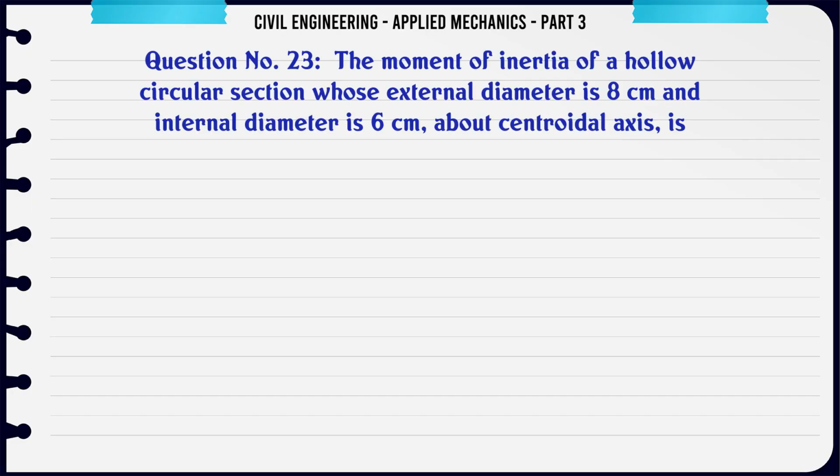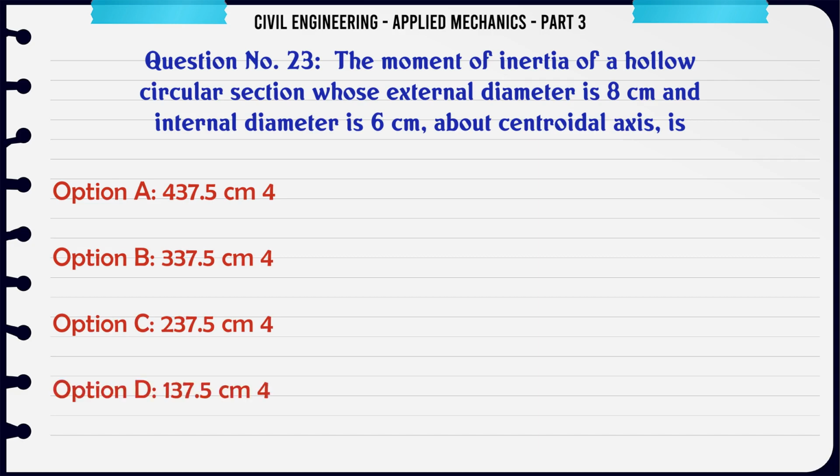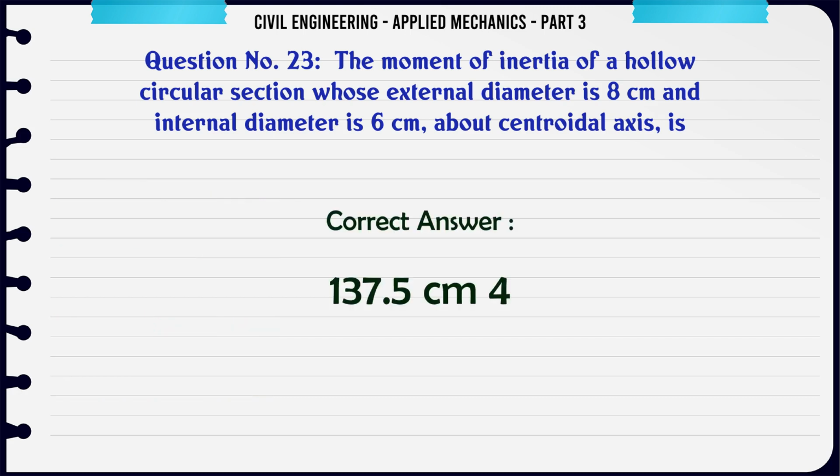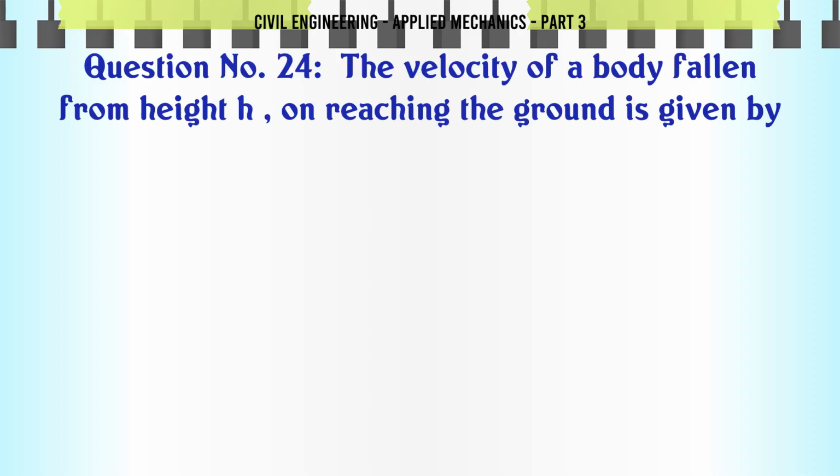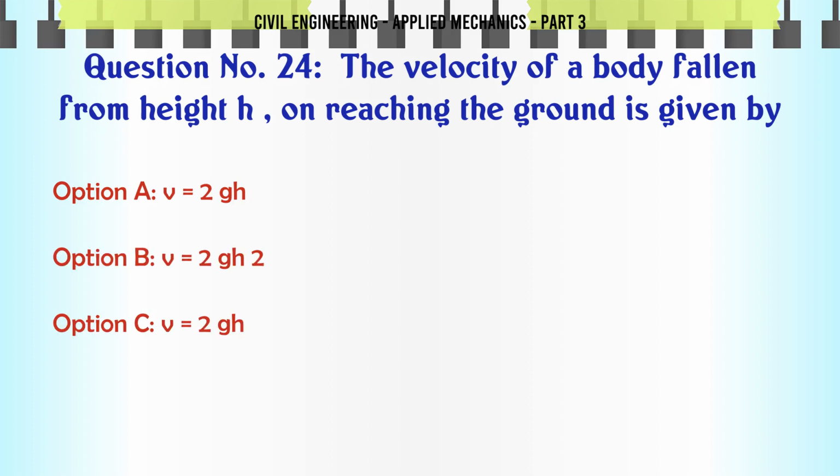The moment of inertia of a hollow circular section whose external diameter is 8 cm and internal diameter is 6 cm about the centroidal axis is A) 437.5 cm^4, B) 337.5 cm^4, C) 237.5 cm^4, D) 137.5 cm^4. The correct answer is 137.5 cm^4.